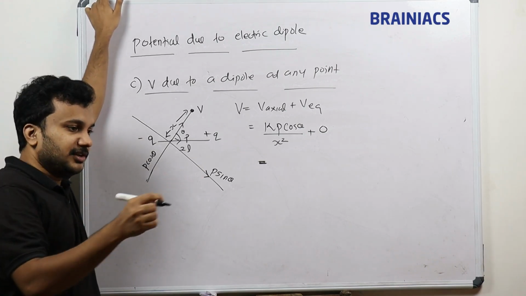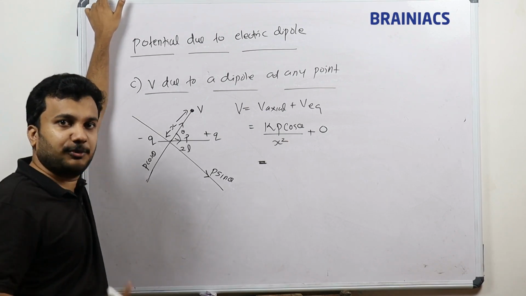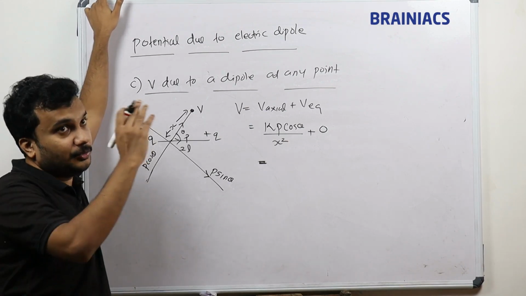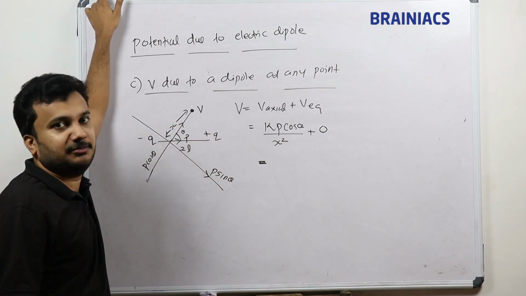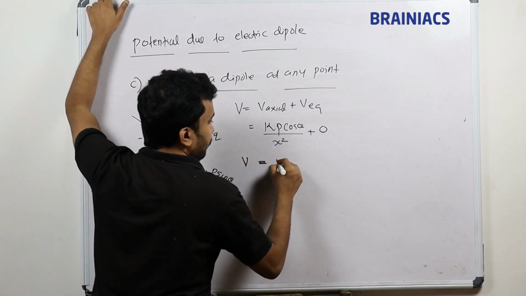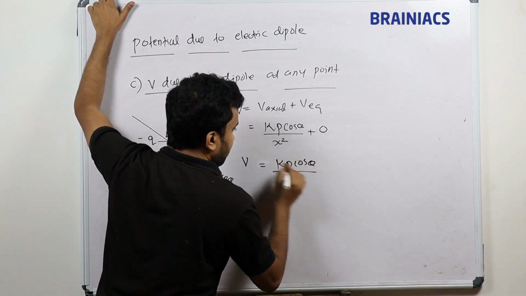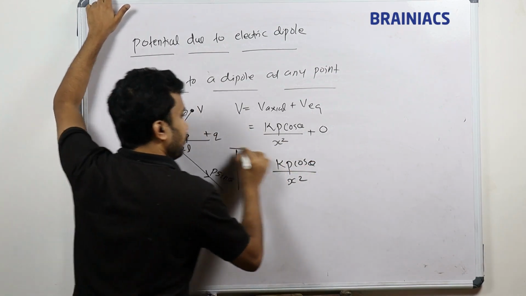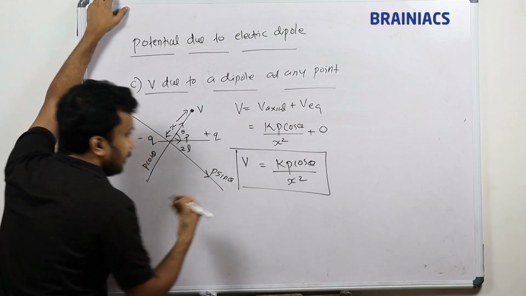Which of the following statements is true? Axial position of a dipole is an equipotential point. No, wrong statement. Equatorial position of a dipole is an equipotential surface. Yes, that's the right statement. So remember that point. Here the total potential V is equal to Kp cos theta divided by x square. Now we'll see what the potential is along the axis.